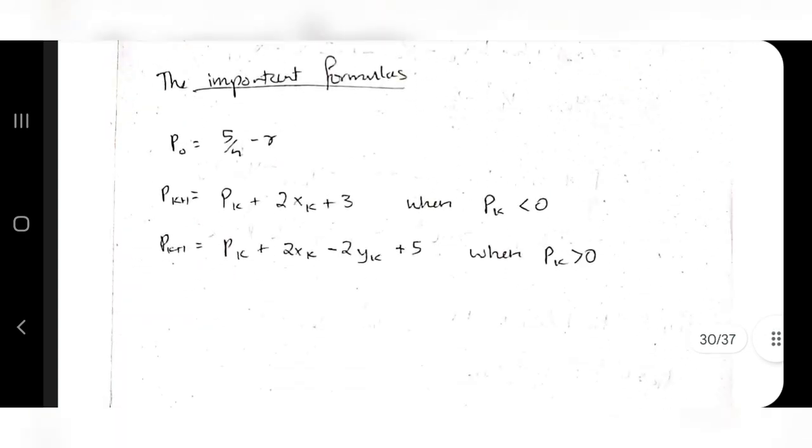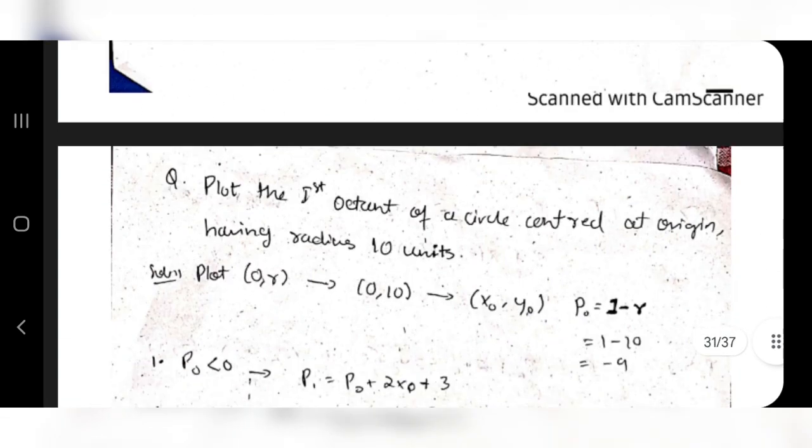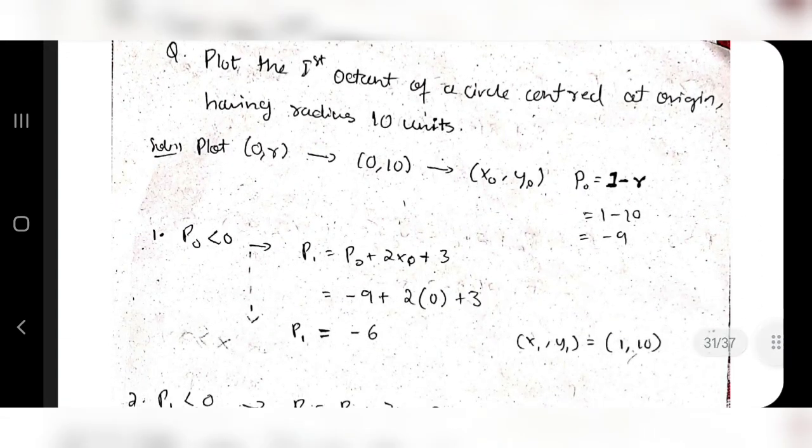Okay, so the important formulas are these three. Start from here, find out the next value here. If it's less than 0, use this equation. If it's greater than 0, use the other one. That's all what you'll be doing. Let's see an example. The question could be as follows.